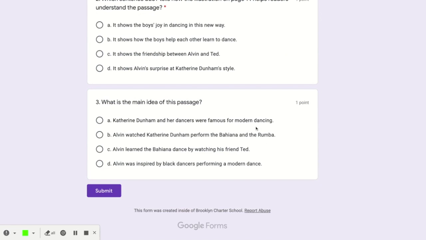And finally, number three, what is the main idea of this passage? Again, main idea, what the text is mostly about. And for this particular question, again, just referring to pages 12 through 15. A, Catherine Dunham and her dancers were famous for modern dancing. B, Alvin watched Catherine Dunham perform the Bahiana and the Rumba. C, Alvin learned the Bahiana dance by watching his friend Ted. D, Alvin was inspired by black dancers performing a modern dance.